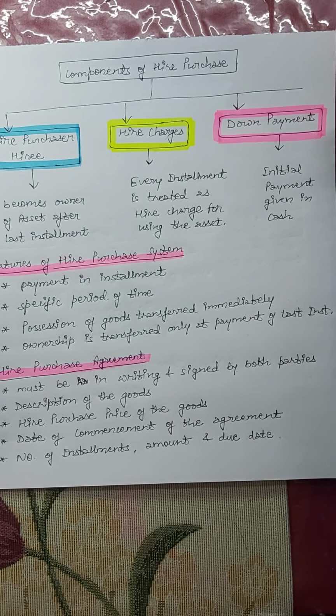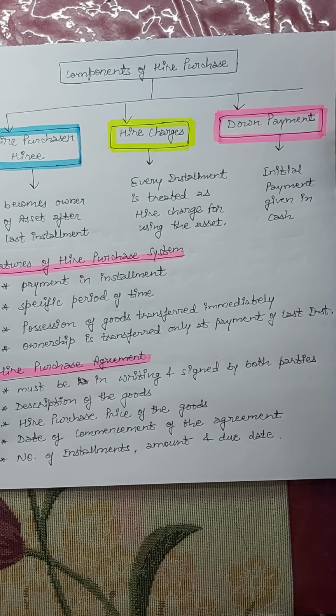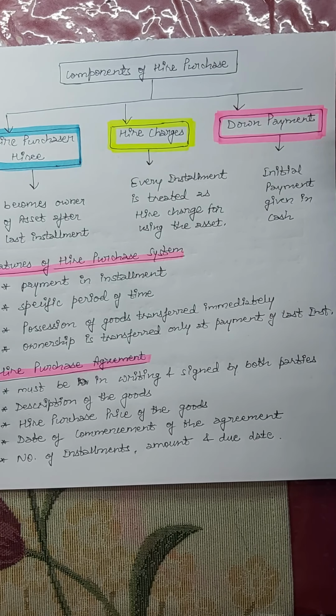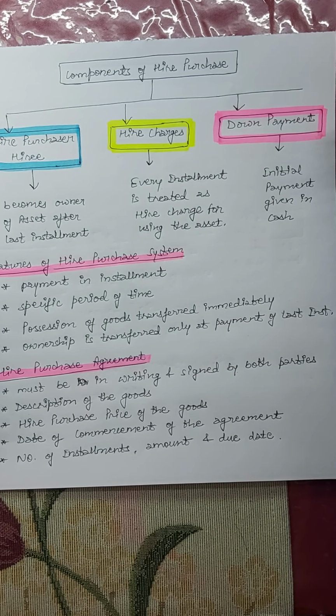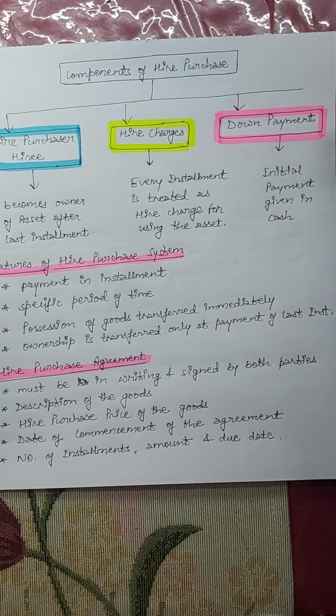Next is hire charges. Every installment is treated as a hire charge for using the asset. Down payment, that is the initial payment given in cash, is called down payment. That is for booking of the asset.